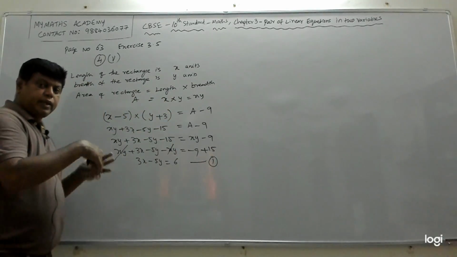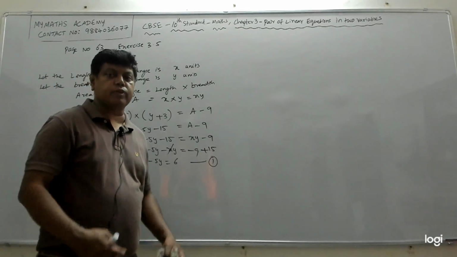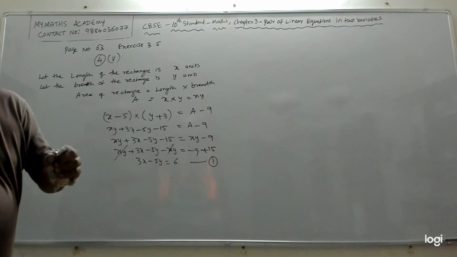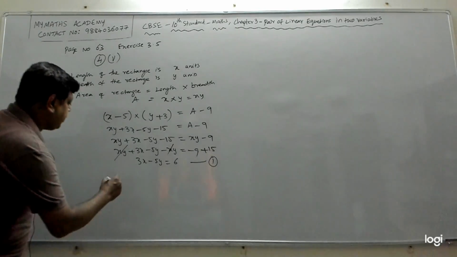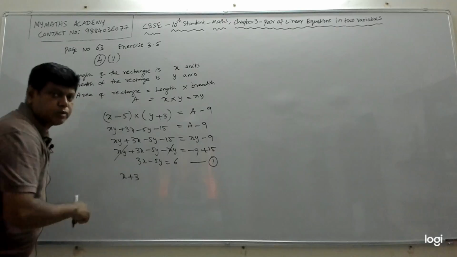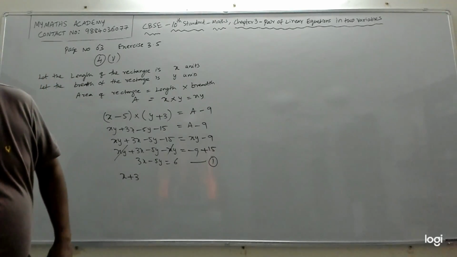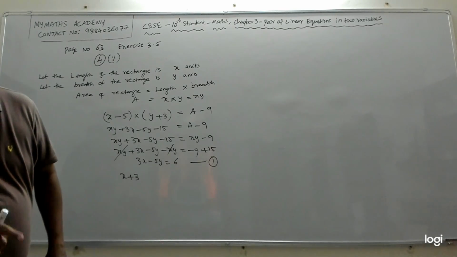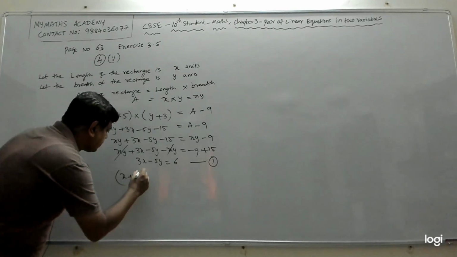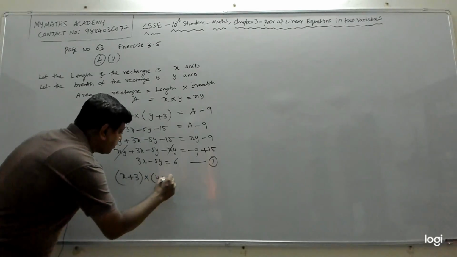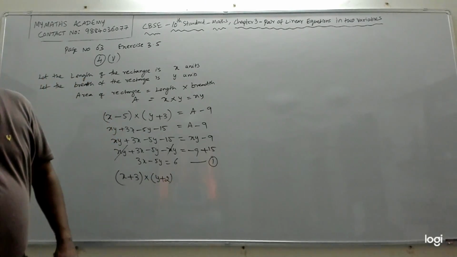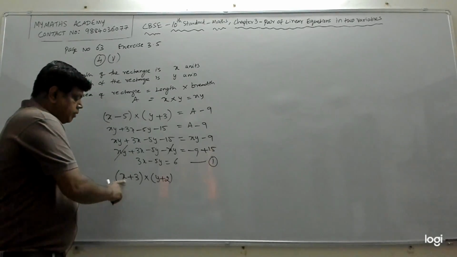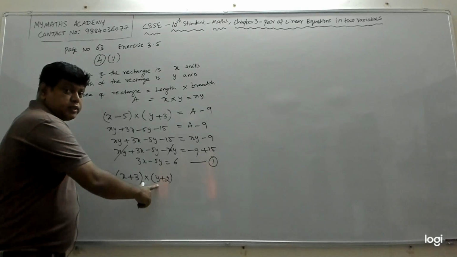Now we need to read the second statement, the second information given in the question, to form the second equation. The second statement says if we increase the length by 3 units, then the length x becomes x plus 3, and the breadth by 2. So the breadth is also increasing, which means length into breadth is also increasing. Length is increasing by 3, which means x plus 3. Breadth is increasing by 2, which means y plus 2.